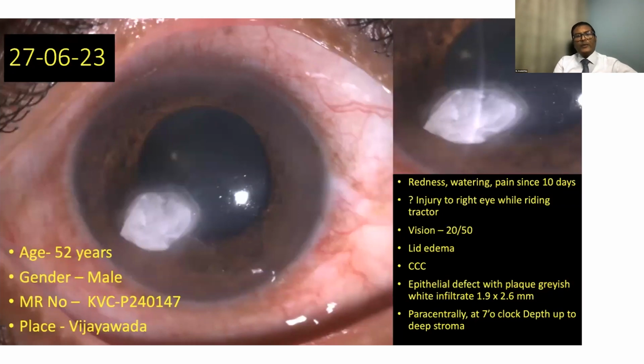This is another case where the patient, a 52-year-old male, sustained injury with a foreign body, could be a vegetative matter, could be an insect, and then this eye developed a whitish plaque on the inferotemporal paracentral cornea. And there was ciliary congestion. The epithelial defect had a grayish plaque, and it was involving the mid to deep stroma of the cornea.